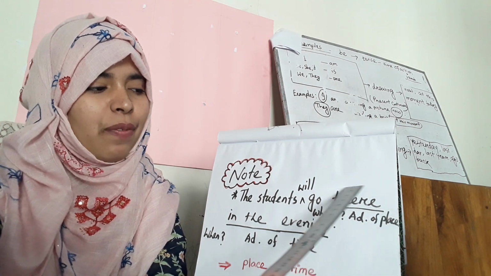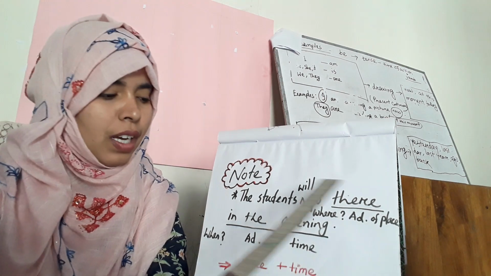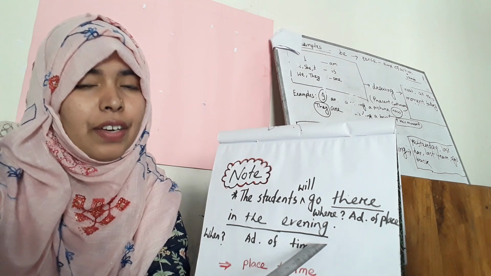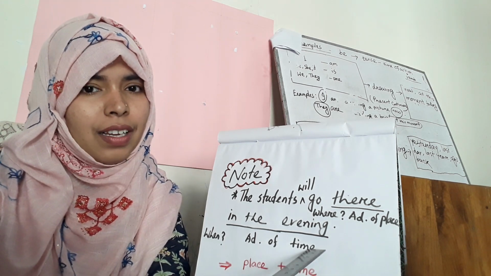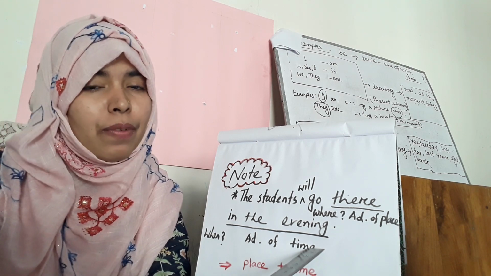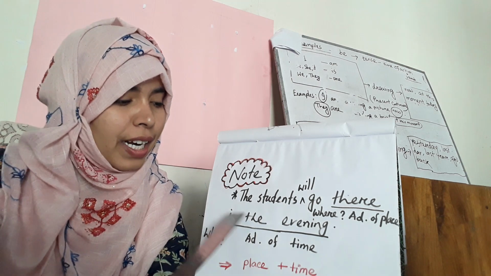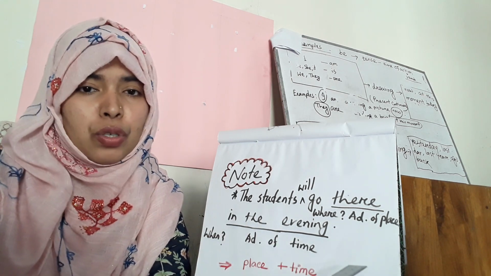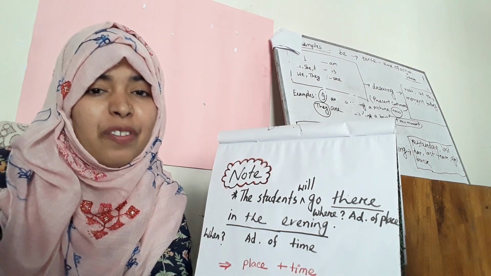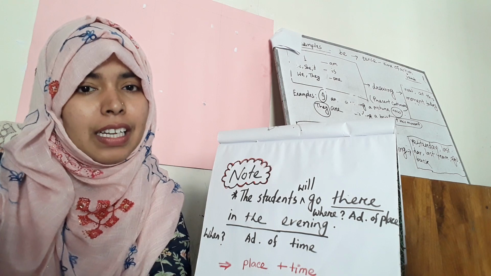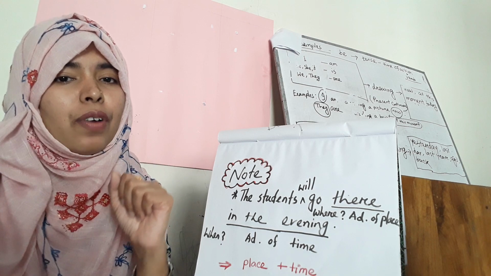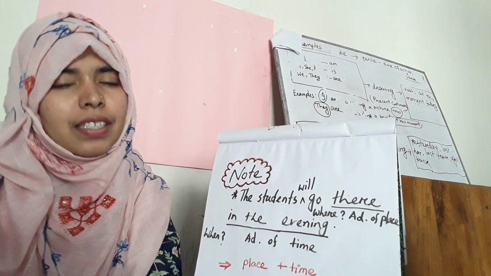So I have given the adverb of place first here, okay? And then in the evening, when? In the evening. So can you recall? I said if we ask the verb the question when, then it will be adverb of time. So here in the evening is adverb of time. So from analysis, we understand that if we use both adverb of place and adverb of time in a single sentence, we have to give adverb of place first. Then we will give adverb of time. Do you get it? Okay.